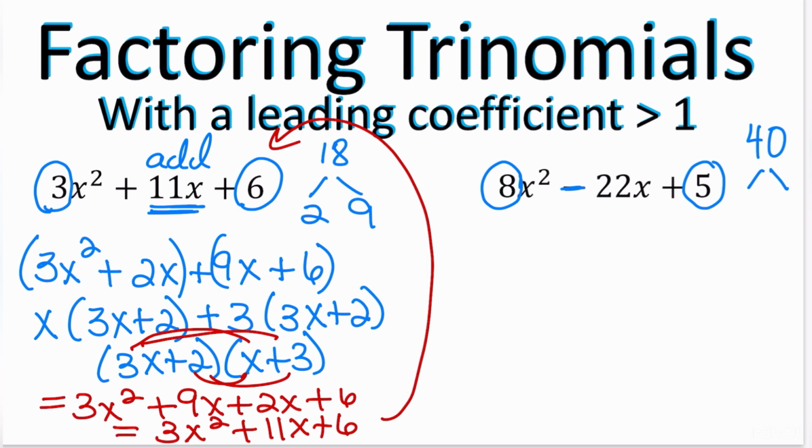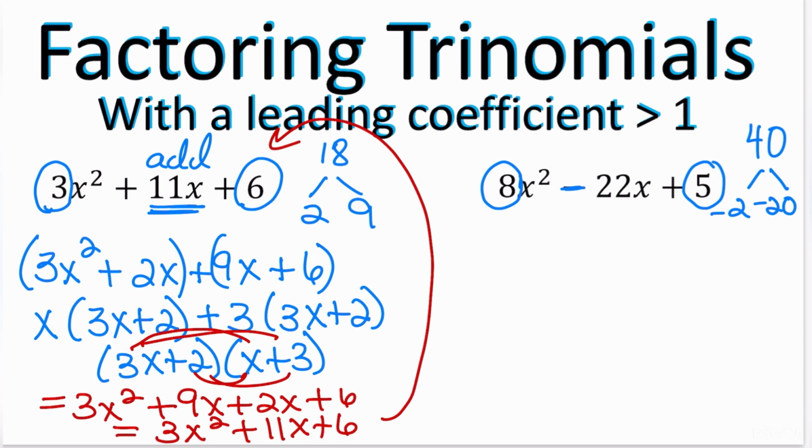You got to think about that. 40 is 1 times 40. That does not add up to 22. It's also going to be 2 times 20. So 2 times 20, it's going to be negative 2 times negative 20, because it's going to have to add to negative 22. So negative 2 times negative 20 multiplies to give me positive 40, and it's going to add to give me negative 22.